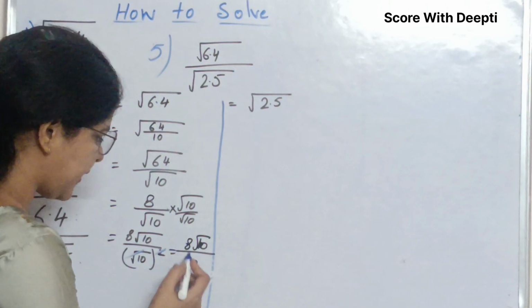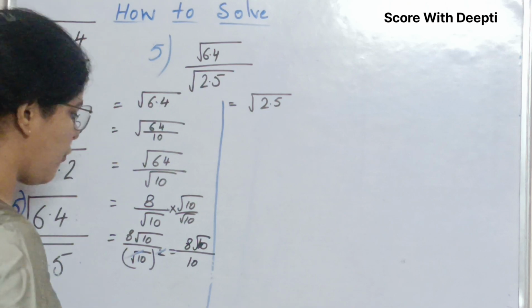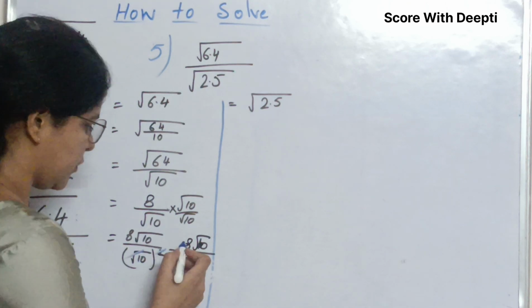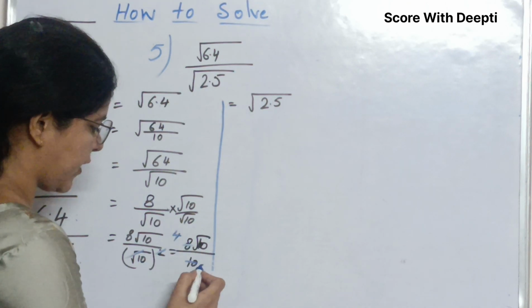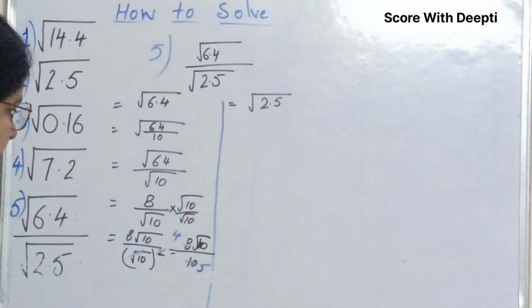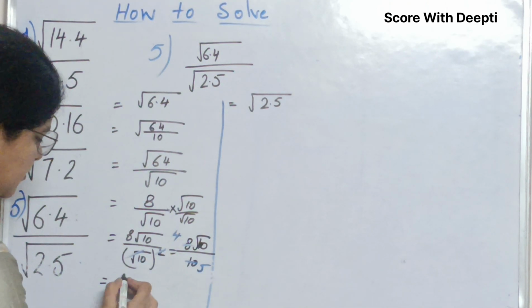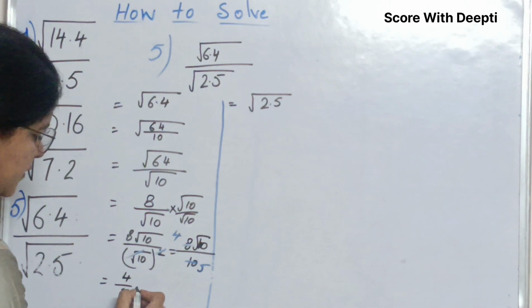Next, 8 by 10 can be cancelled out on the table of 2. 2 4s are 8, 2 5s are 10. Next, we write it as 4 by 5 square root 10.